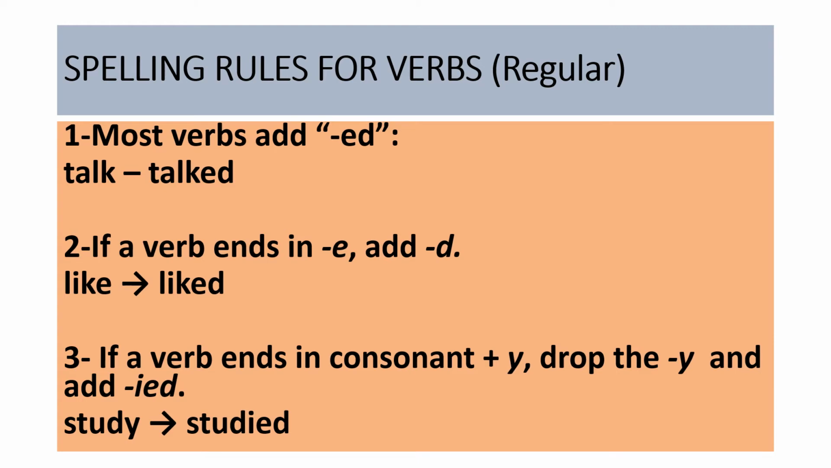Number 2. If a verb ends in an E, we add D. Example, like, liked. Si un verbo termina en E, solo agregamos la D. Como en este ejemplo, like, liked.